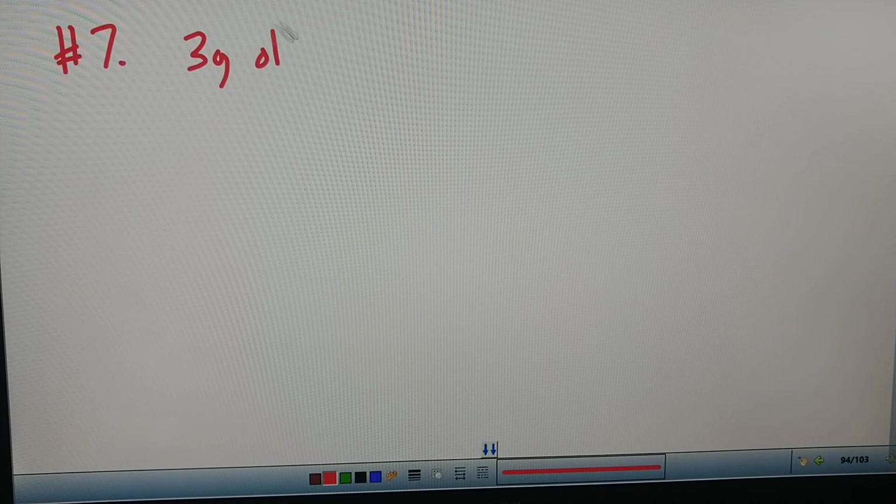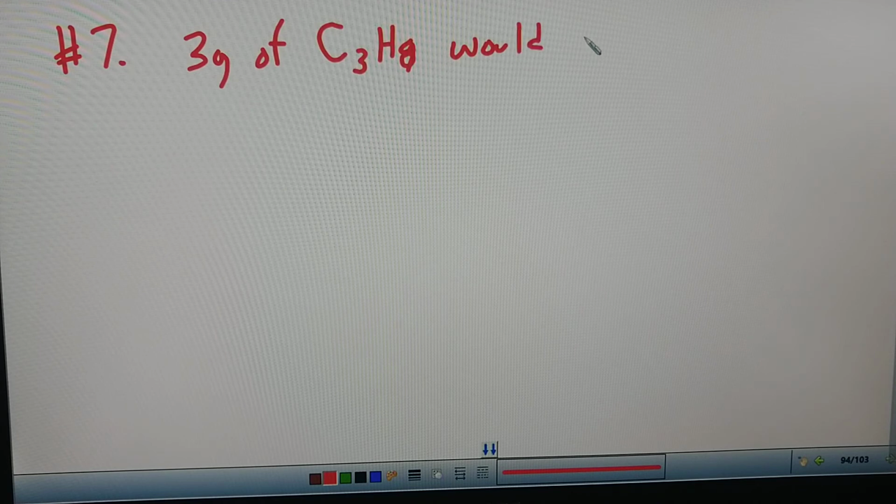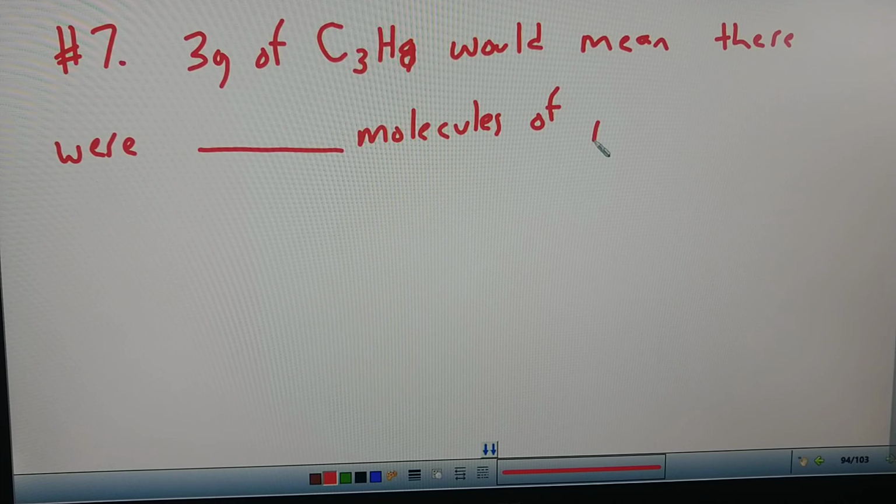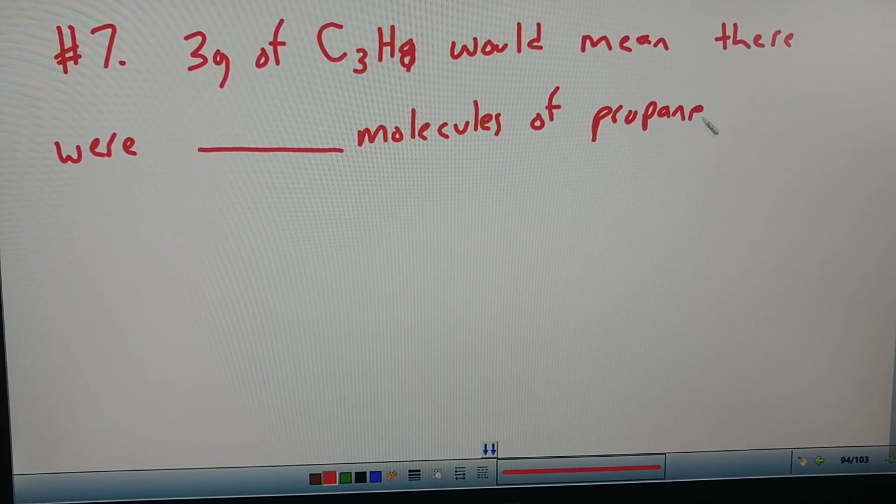3 grams of, let's stick with propane, C3H8, would mean there were blank molecules of propane on the scale. So if you had 3 grams of propane, that would mean there were blank number of molecules on the scale if you're weighing it. It's going to be a very big number, right?